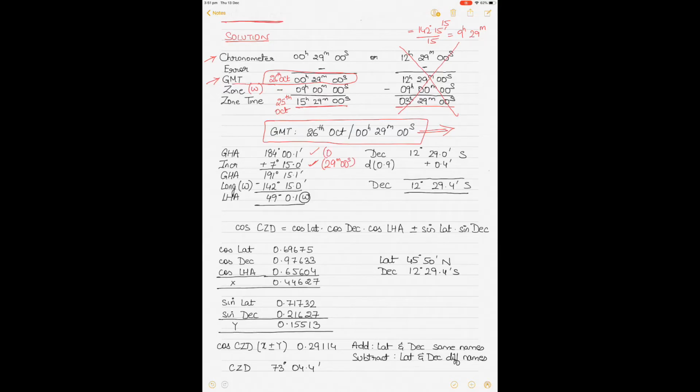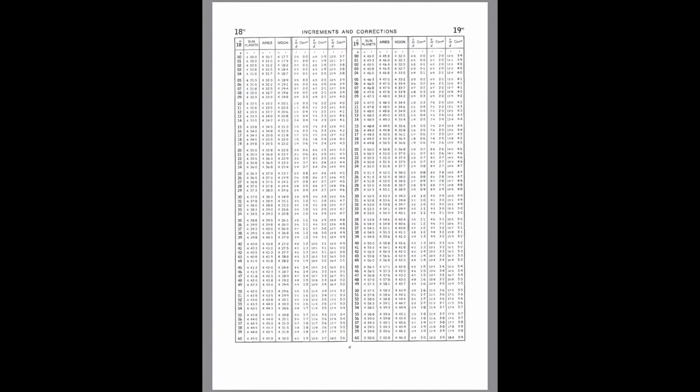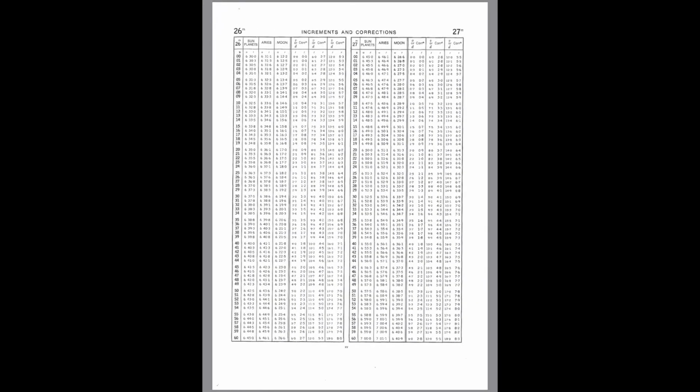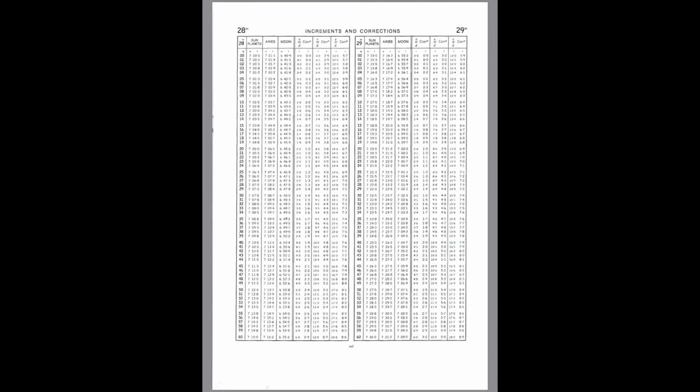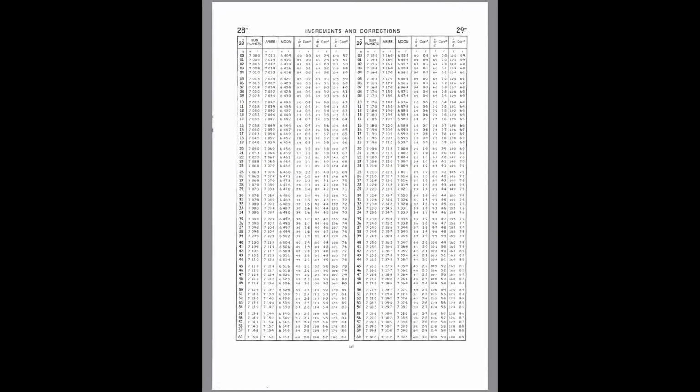This is for 00 hours, and so the increment for 29 minutes 00 seconds, let me go back here. You can see that for 29 minutes... I've forgotten what the time was. It was 0029, I'm sorry, not 26 but 29, right? So for 29 minutes, the increment for the sun is here.